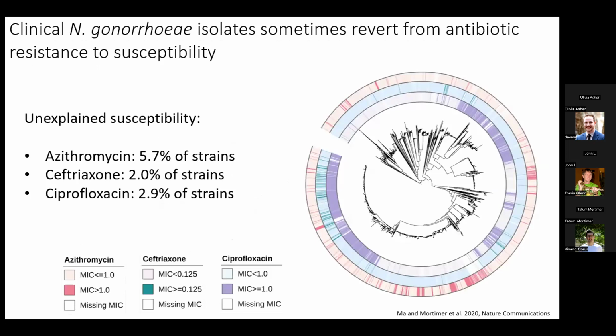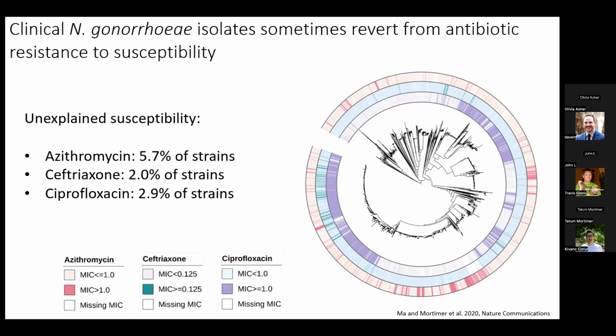So while linear models are pretty good at predicting MICs, we do sometimes see that some isolates have reverted from antibiotic resistance to susceptibility. Often that's just because they have lost a resistance allele, but occasionally we see genomes where we would predict these isolates are resistant, but actually the MICs are two or more doubling dilutions less than what we would expect. This is particularly prevalent for azithromycin, but we also see it for other important antibiotics like ceftriaxone and ciprofloxacin.